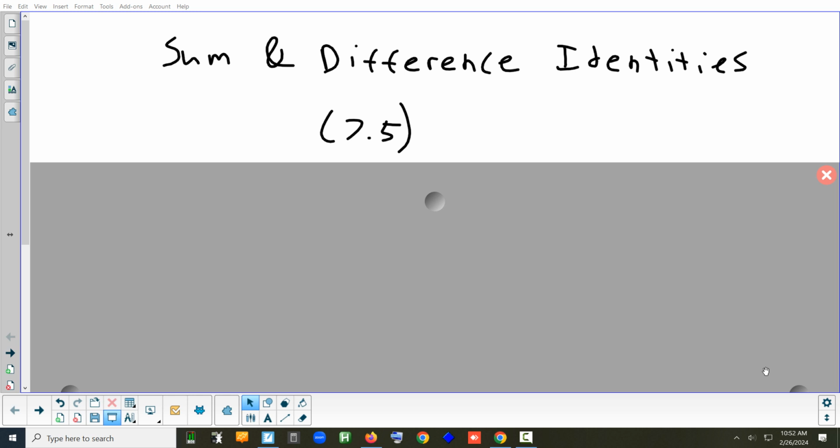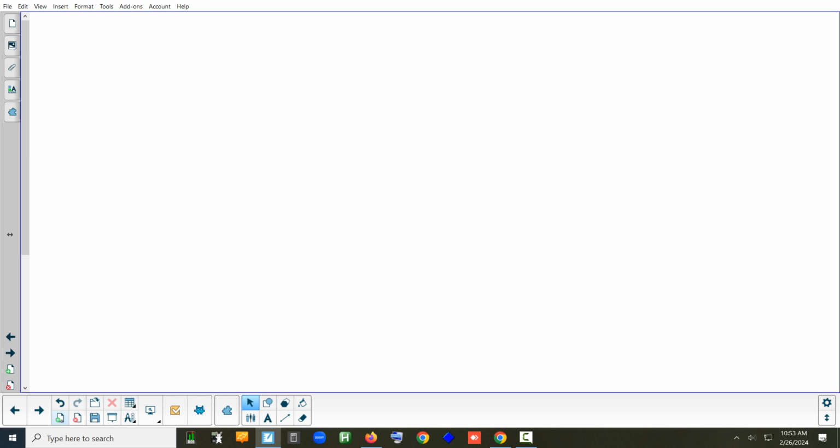Start out looking at 7.5. And the first part we're going to look at is called the sum and difference identities. So we've done unit circle. Okay, so let's take a look at that.